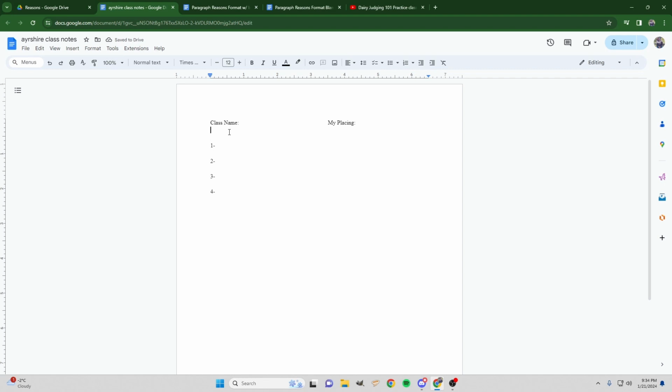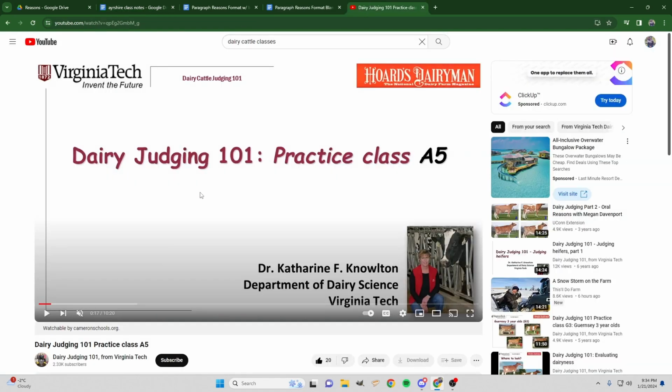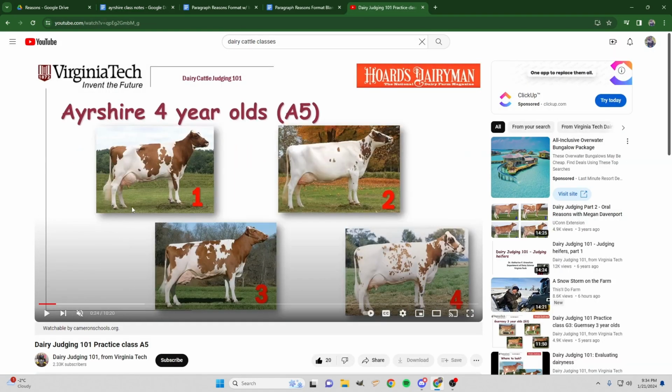And this is to help us place the class. We got to do that before we can really start formulating a set of reasons. There's two main ways that I've seen it done. I'm going to be covering how to write a set out kind of paragraph by paragraph, word for word. Let's go figure out what that class name is. It looks like it's Ayrshire 4-year-olds.